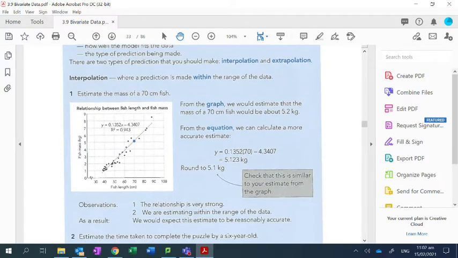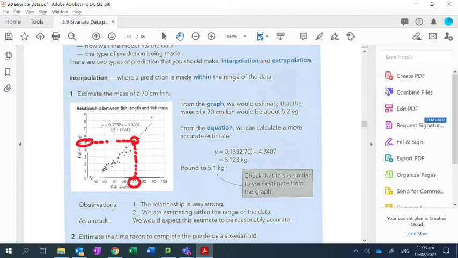So here we go. We're using interpolation here, which means that the data they want is within the data range we already have. Estimate the mass of a 70 centimeter fish. So a couple of ways to do it. You can do it from the graph. Here's 70 centimeters. Simply go up from that point until you hit the line. You hit it right there where they've drawn the blue dot. Go across, and it says that a 70 centimeter fish should weigh about, not exactly, but about 5 kgs.